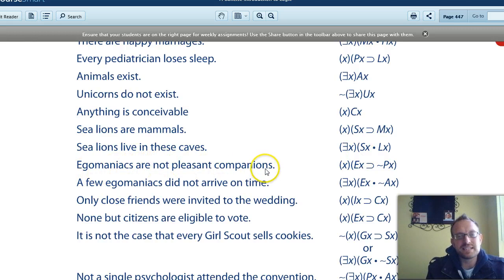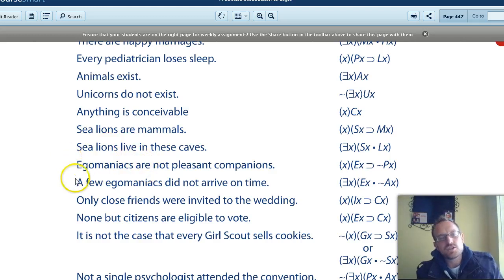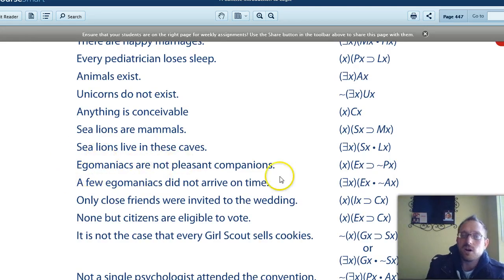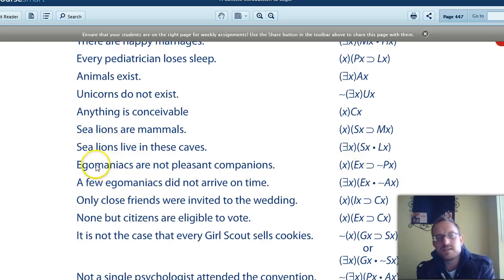Egomaniacs are not pleasant companions. Probably lots of people know this, especially people who are married to philosophers. Or politicians, right? Egomaniacs are not pleasant companions, right? Well, again here, the context is what ultimately allows us to determine how to interpret this. We're going to say that this is a universal claim, because they must be talking about all egomaniacs. So we end up with this, right? Or in other words, how could you translate this? It'd be no egomaniacs are pleasant companions, right? That sounds exactly like no S are P. That's how the formulation looks, right?